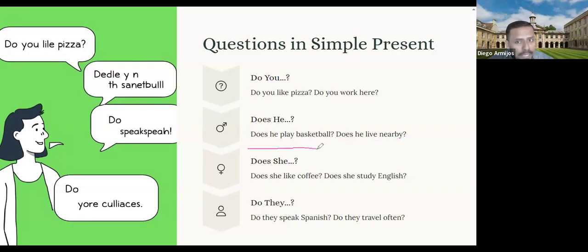Does he like pizza? Does he work here? Etc. Okay? The same happens with does she. For example, does she like coffee? Does she study English? Does she live nearby? Does she go to the park? Does she study at university? Etc. And then we have finally, do they like? Do they speak Spanish? Do they travel often? Do they speak English? Do they play soccer? Etc. Okay, fantastic. This is about questions, guys.